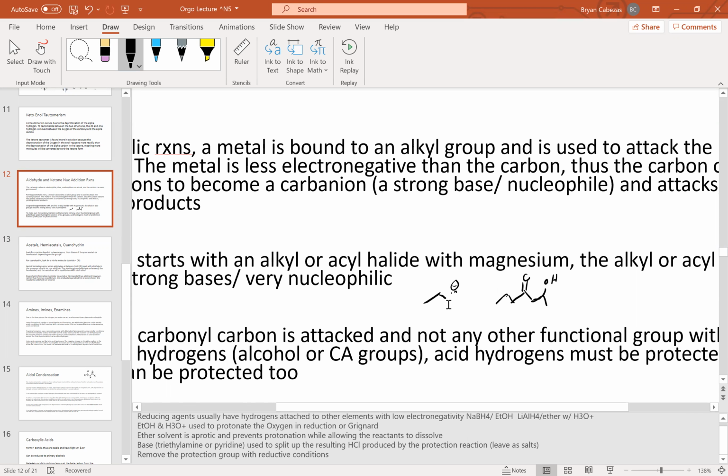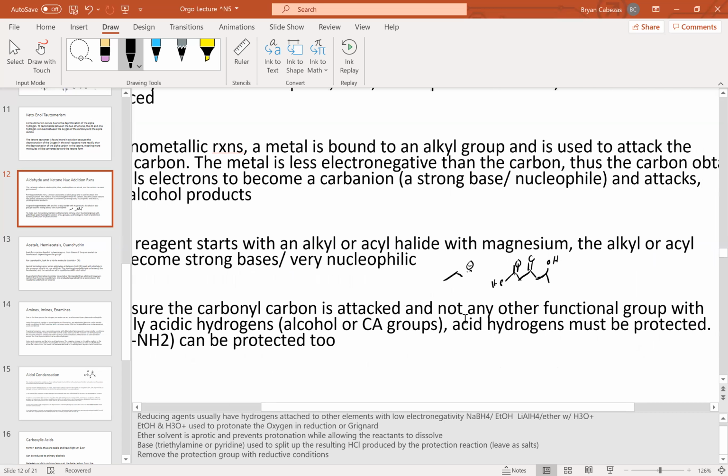the alcohol's hydrogen. Another example would be if we had a carboxylic acid. We're going to need to protect these OHs to make sure that our carbon group attacks the electrophilic carbon that we want it to attack. Okay, so how can we protect an alcohol group?